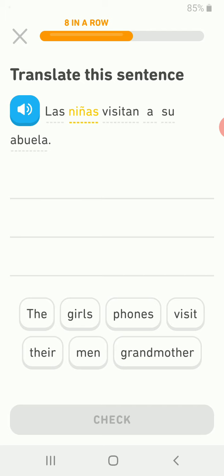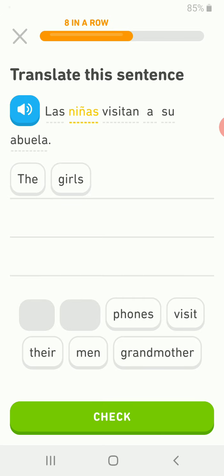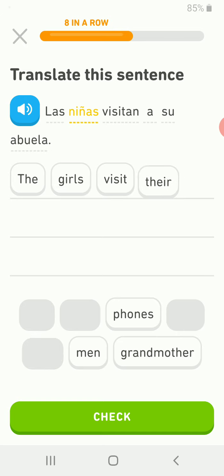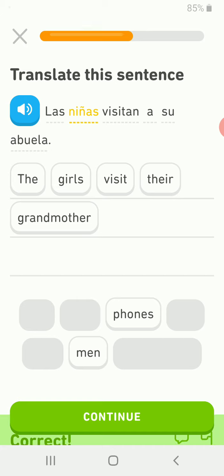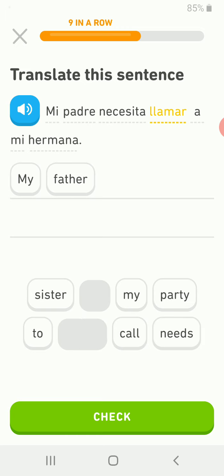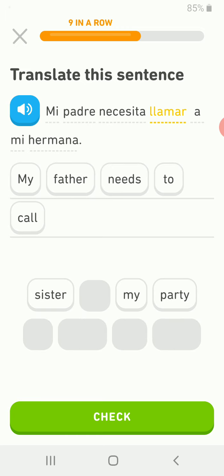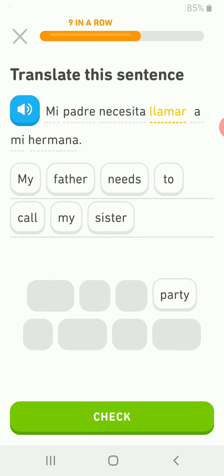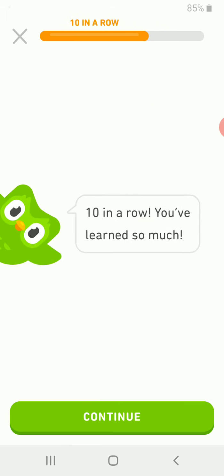Las niñas visitan a su abuela. Translate this sentence. Las niñas visitan a su abuela. The girls visit their abuela, grandmother. Mi padre necesita llamar a mi hermana. So my father needs to call my sister. That's how it is.